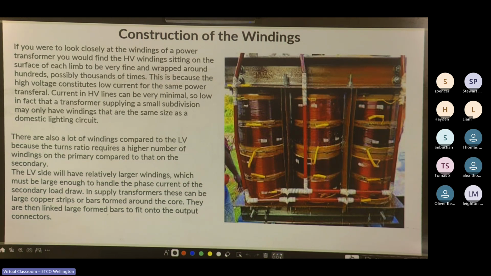Cool. So there are a lot of windings compared to the low voltage because the turns ratio requires a high number of windings on the primary compared to that on the secondary. The low voltage side will have relatively larger windings, which must be large enough to handle the phase current of the secondary load draw. In supply transformers, these can be large copper strips or bars formed around the core. They are then linked to large formed bars to fit onto the output connections.